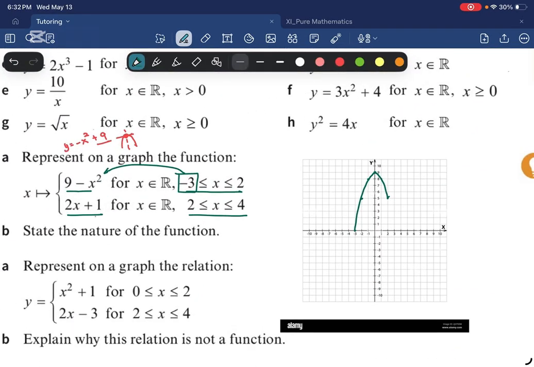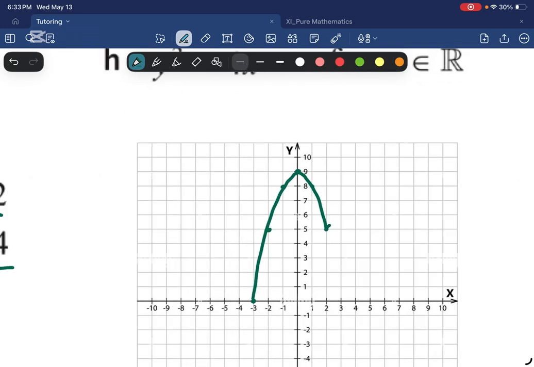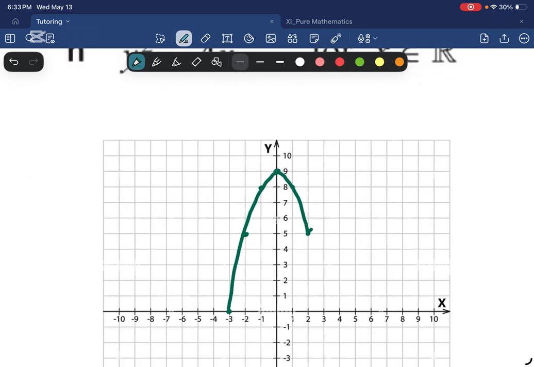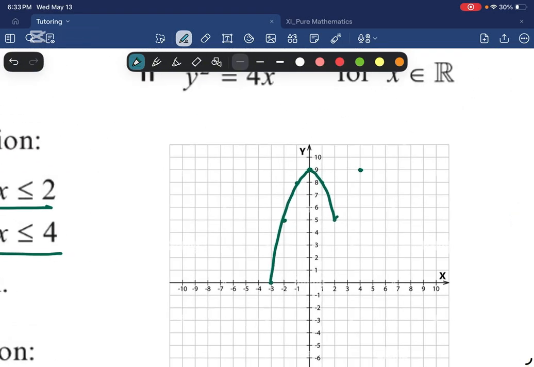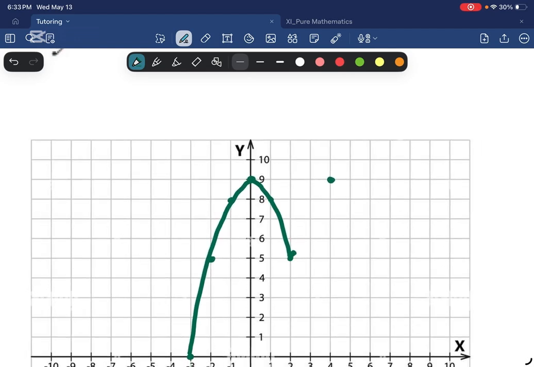All right. So now for after x is equal to 2, I have this plot, 2x plus 1. So you plot 2 here, I get 5. I plot 4 here, 2 times 4, so 8 plus 1 is 9. So when x is equal to 4, I have 9 again. And remember, 2x plus 1 is a straight line. So your graph is going to look something like this. So that is your graph.